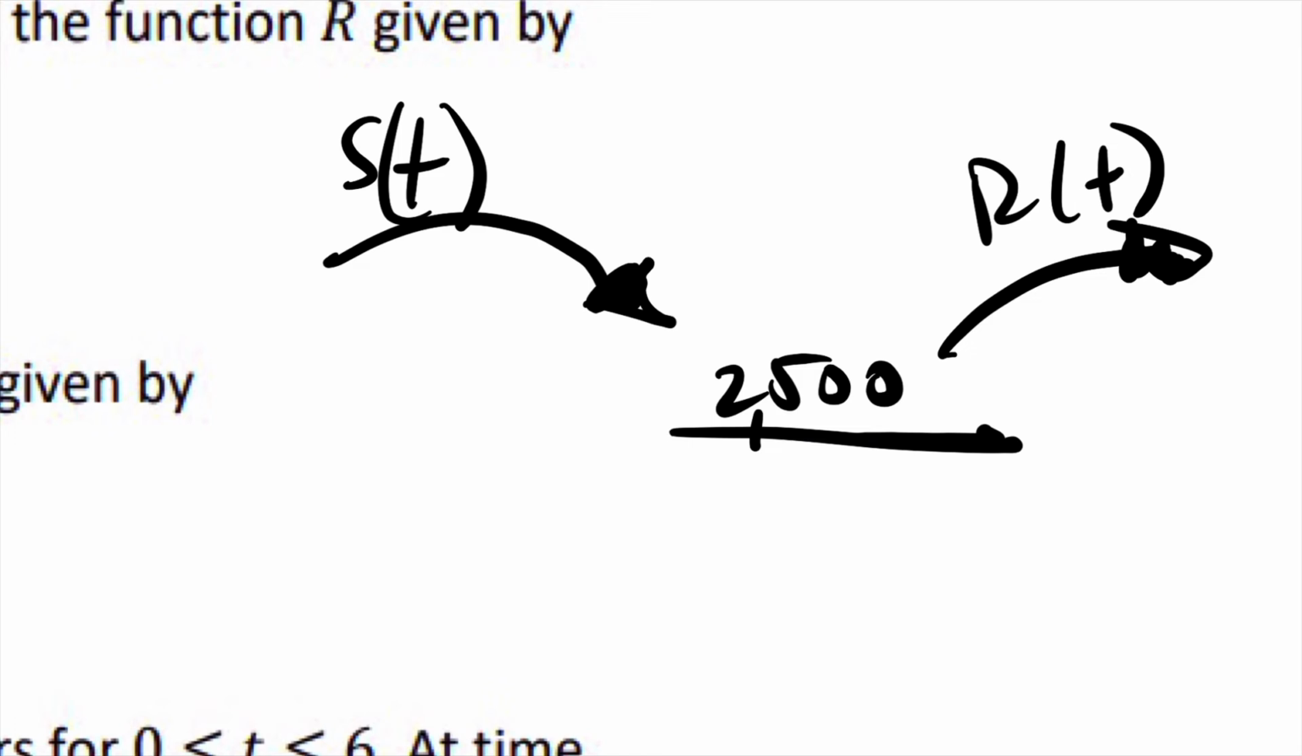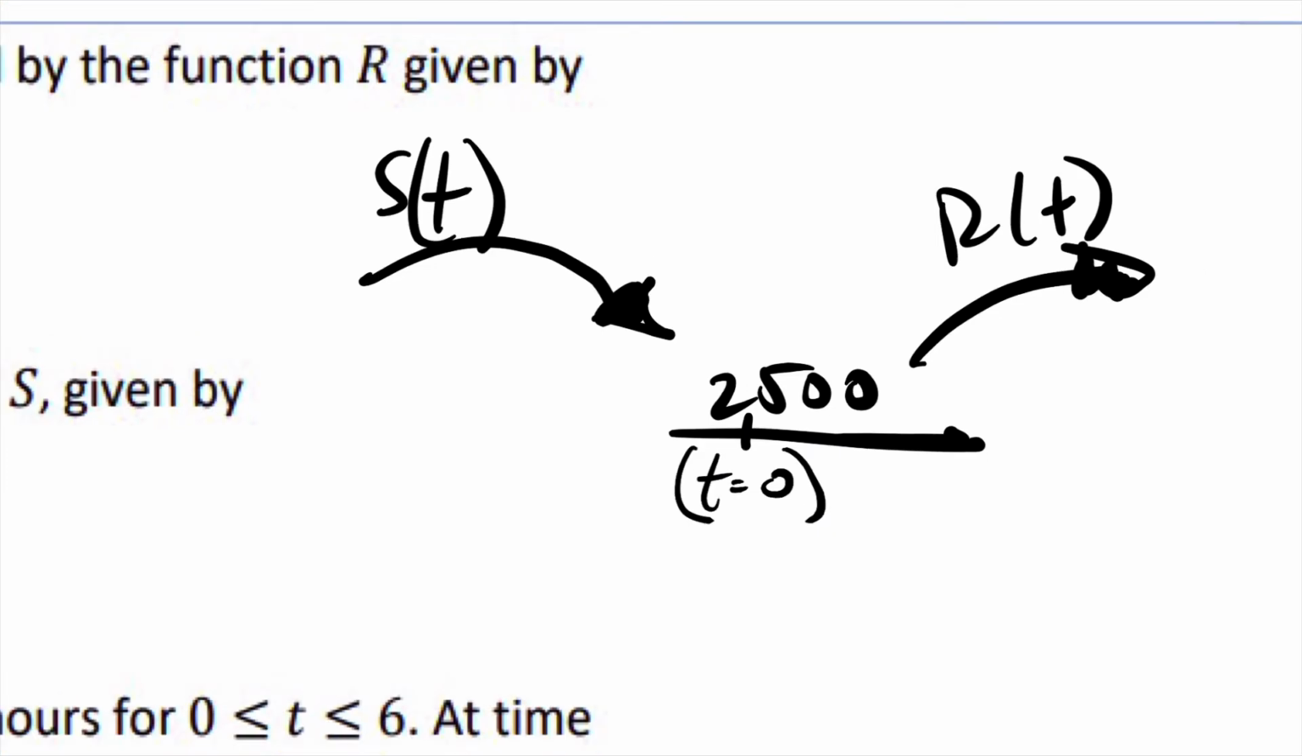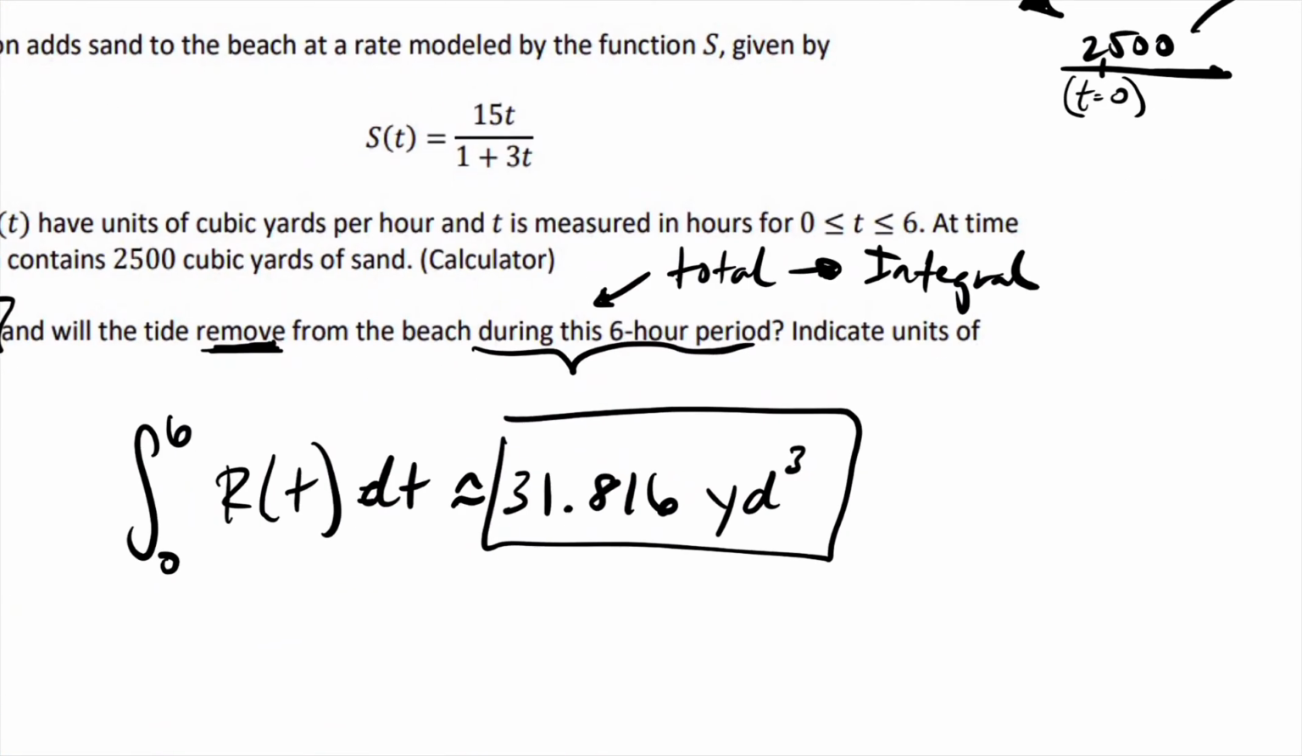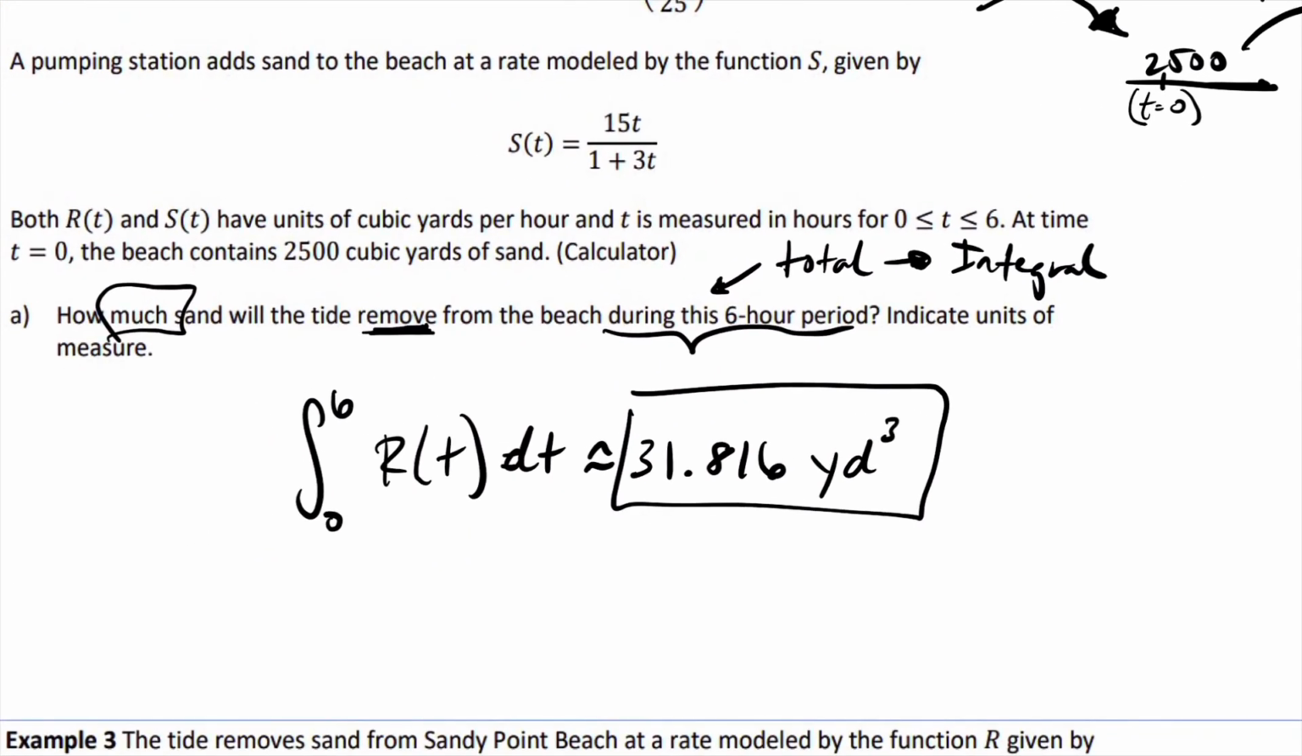If we want to know the rate that it's coming on, we use S of t. If we want to know the rate that the sand is leaving, we use R of t. And when t equals 0, there's 2,500 cubic yards. So we did A. How much sand will be removed? We use R of t.